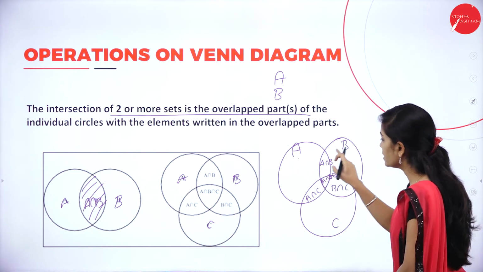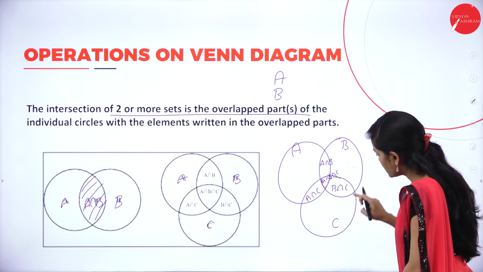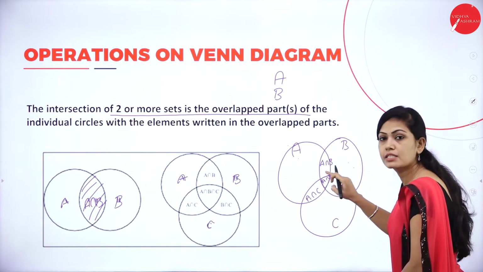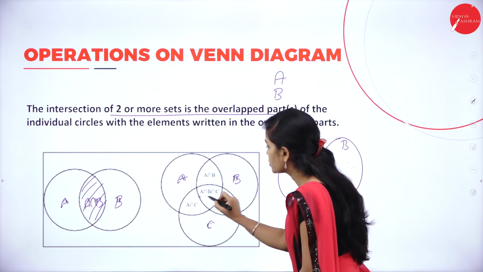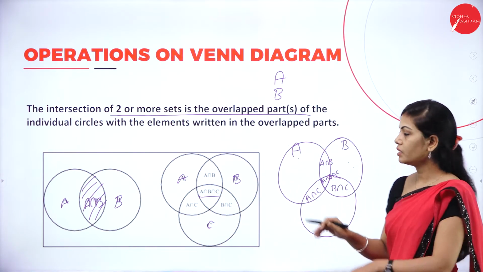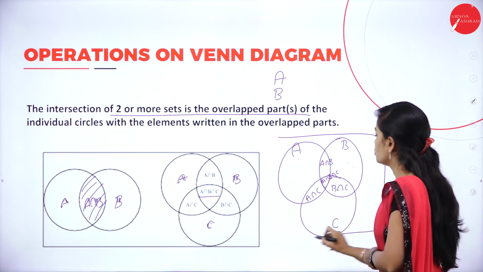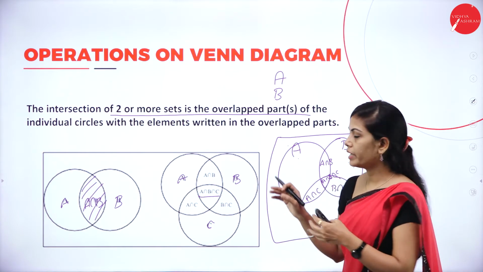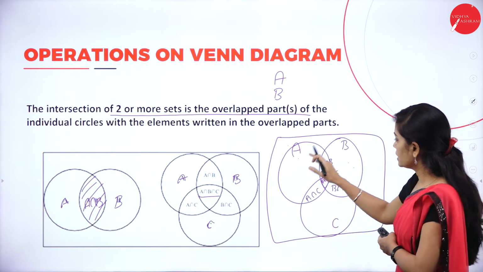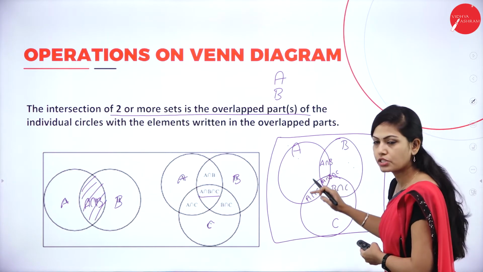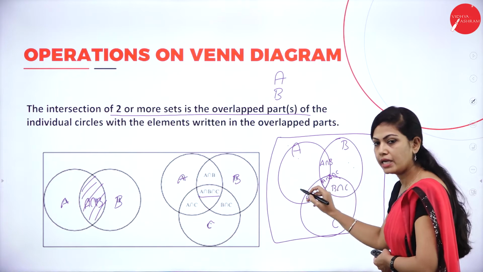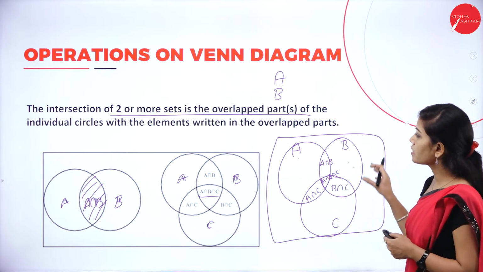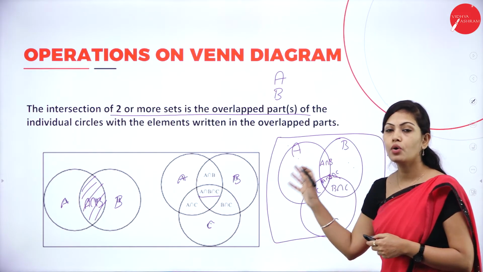Understand the concept? This is the A intersection B overlapping area, this is the B intersection C overlapping area, this is A intersection C, and this middle region is called A intersection B intersection C. So this is the representation of a Venn diagram using 2 or more sets. You can use these concepts for your problems. Very important: you have to use A intersection B, B intersection C, and A intersection C, and the middle overlapping area is A intersection B intersection C. Very important concepts for your problems.